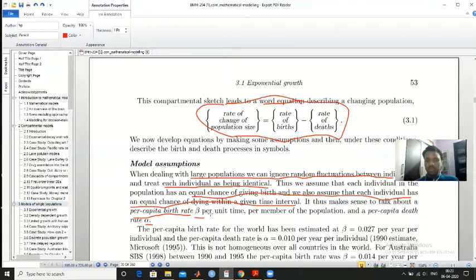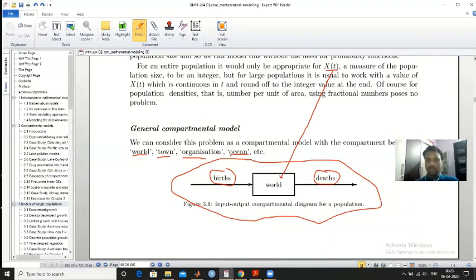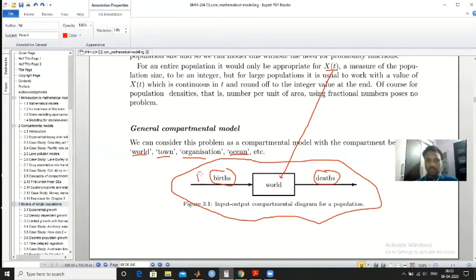So what is beta? Beta is the birth rate, and what is alpha? Alpha is the death rate. That's clear? Per capita per time. So simply you can say in this model, beta is here, and alpha is here. Means individuals are coming in at the beta rate and individuals are going out from this world population at the alpha rate. That's clear.